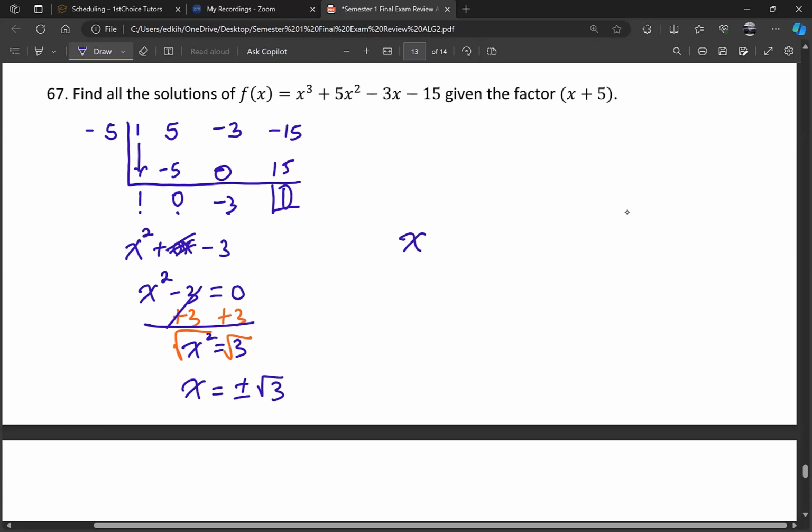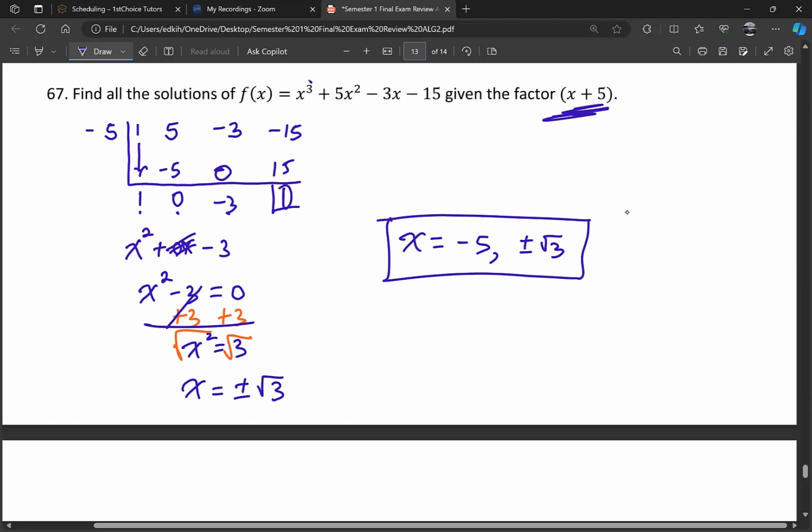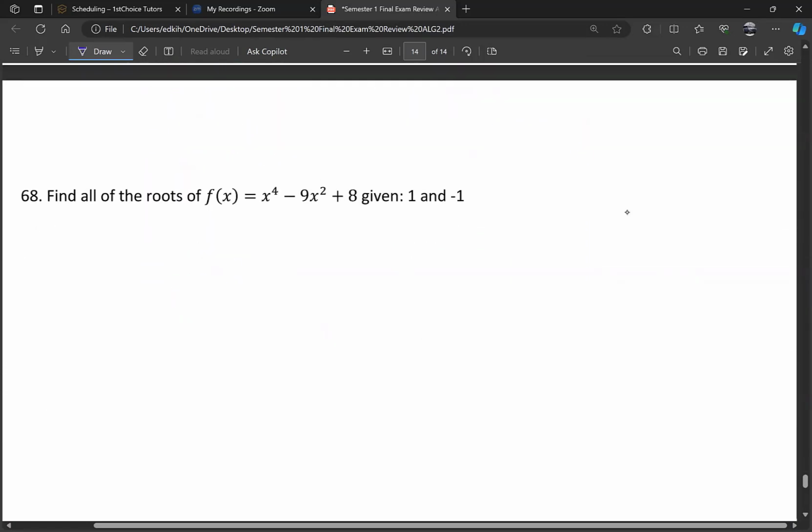So the solutions to this are -5, that came from what we were given when you solve for x, and then we now have plus or minus √3. We should have had 3 answers because x to the third, and we do have 3 answers. Here's the first one, and then here are 2 answers, positive √3 and negative √3. Okay.